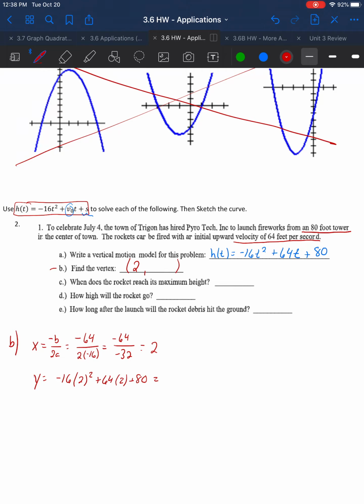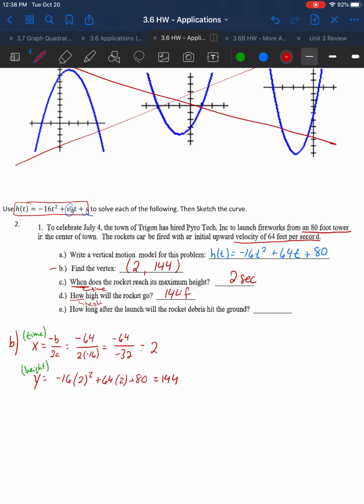How do we find the y? We plug in our x. And we get 144. Okay, so that's the y value of my vertex. Now, here's what you need to remember. Look at our formula. We have h of t and t, and I just used x and y. Well, x is your time. Y is your h, which is height.